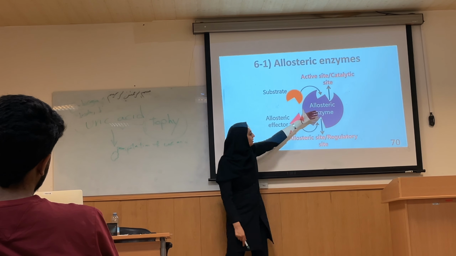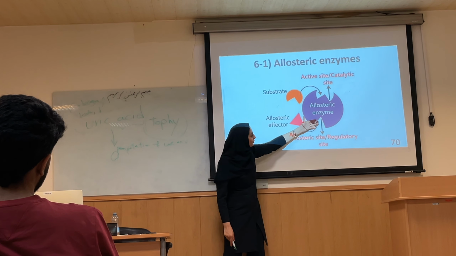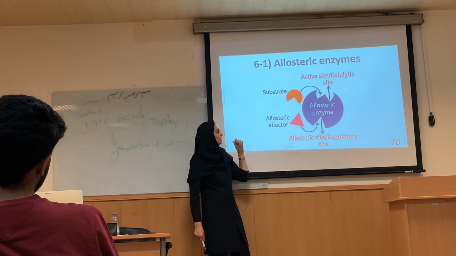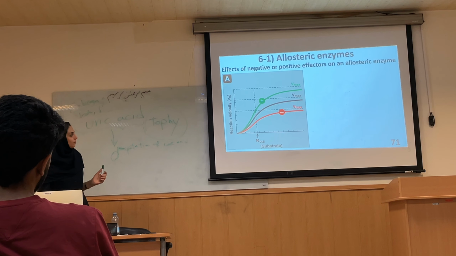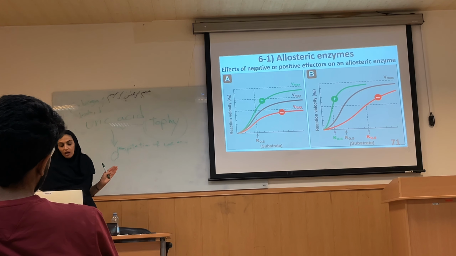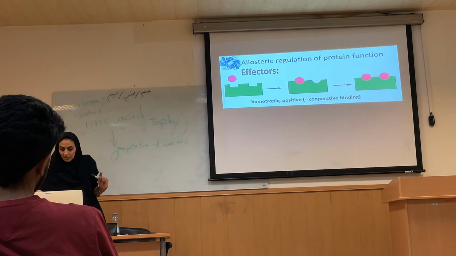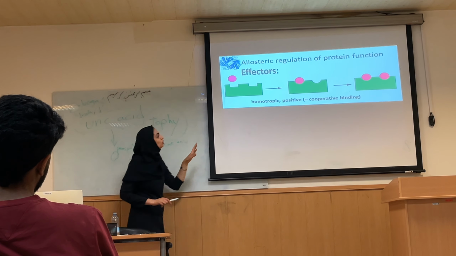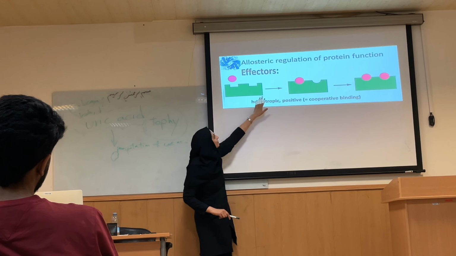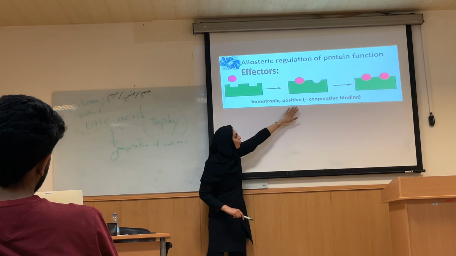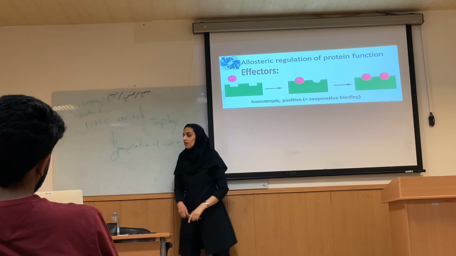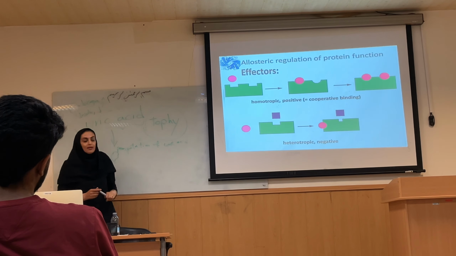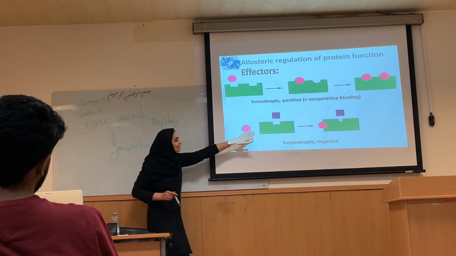I explained to you that allosteric effectors bind to a site of the enzyme other than the active site. Am I right? This was related to allosteric sites and allosteric effectors that have an effect on the enzyme. Here you can see the changes in velocity of enzymes with allosteric function. Another important thing is that allosteric effectors can be homotropic, which are positive effectors, and heterotropic, which are negative effectors.